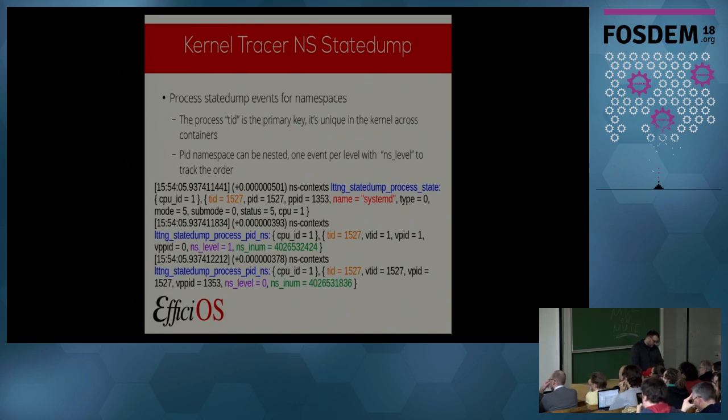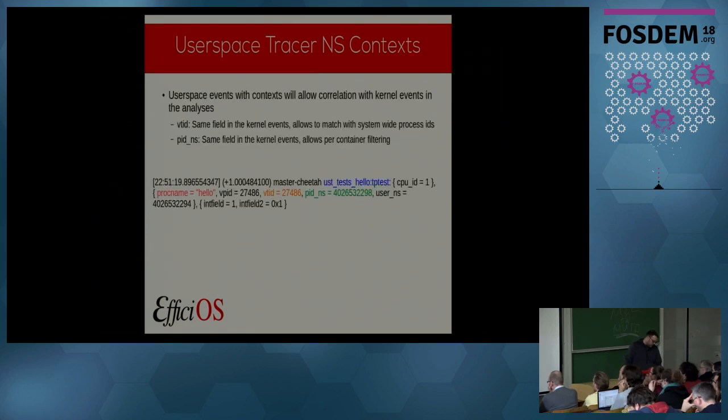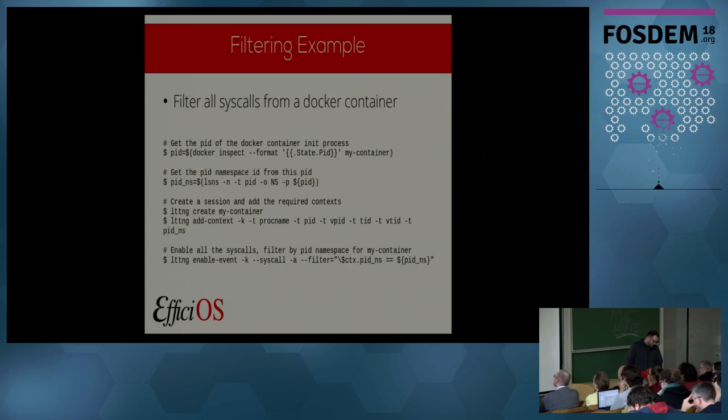And we can see that the TID never changes between those because it's the unique ID, but the VTID will change. So in the NS level 1, it's the VTID of 1, and on the kernel side, 1527. So with this information, and we do the same thing for the user space tracer, which is basically the same, we are now able to do some filtering.